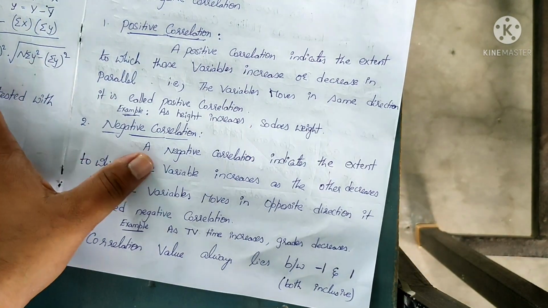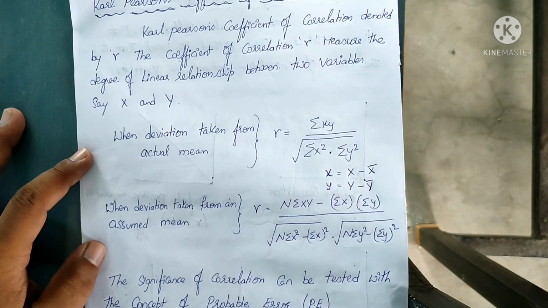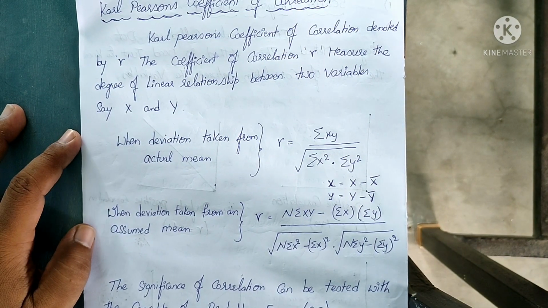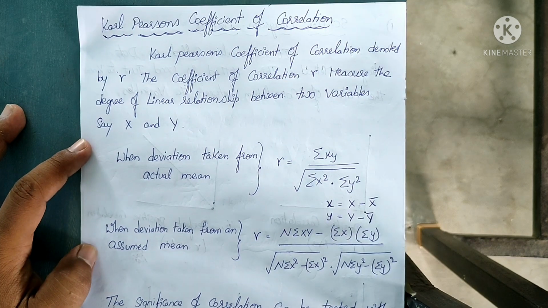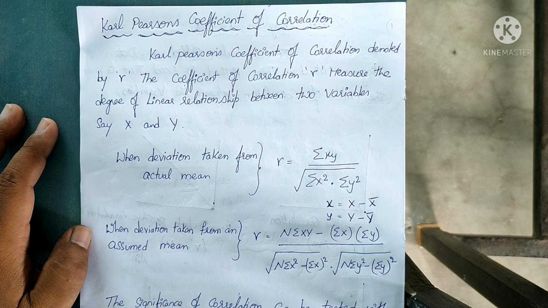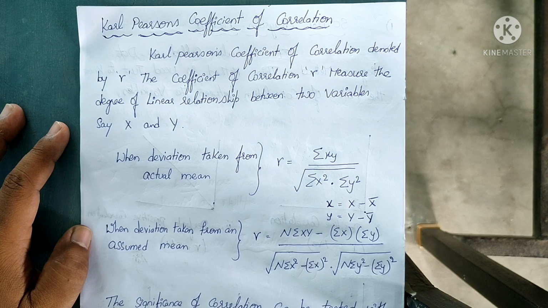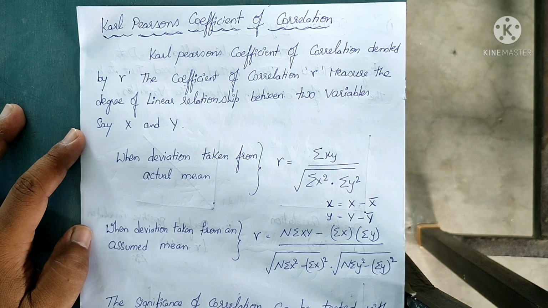So next one, Karl Pearson coefficient of correlation. Karl Pearson coefficient of correlation is denoted by R. The coefficient of correlation R measures the degree of relationship between two variables, that is x and y.